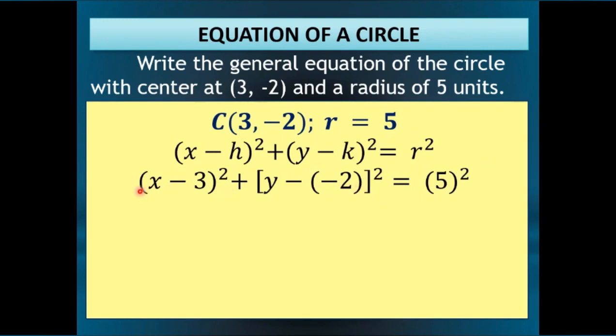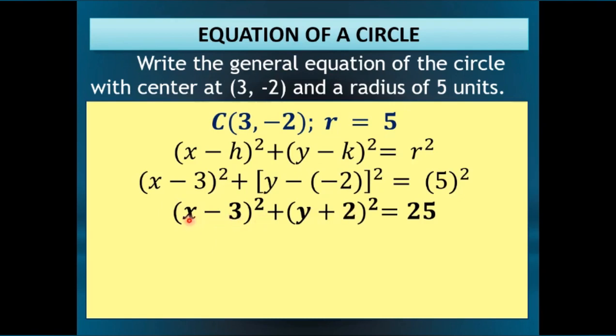Simplifying this one, we'll have x minus 3 squared plus, this one is y minus negative 2 becomes y plus 2, then squared, equals 5 times 5 is equal to 25. Now since we are required to write this into general equation of the circle, we need to square the given binomials.